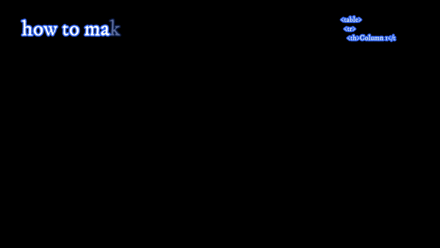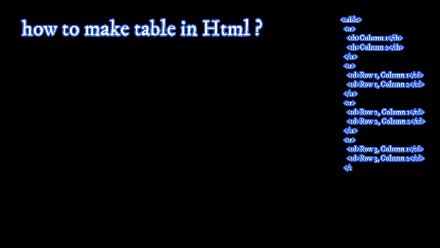To create a table in HTML, you can use the table element and its associated tags, such as tr, table row, th, table header, and td, table data. Here's an example of how to create a simple table with 2 columns and 3 rows.